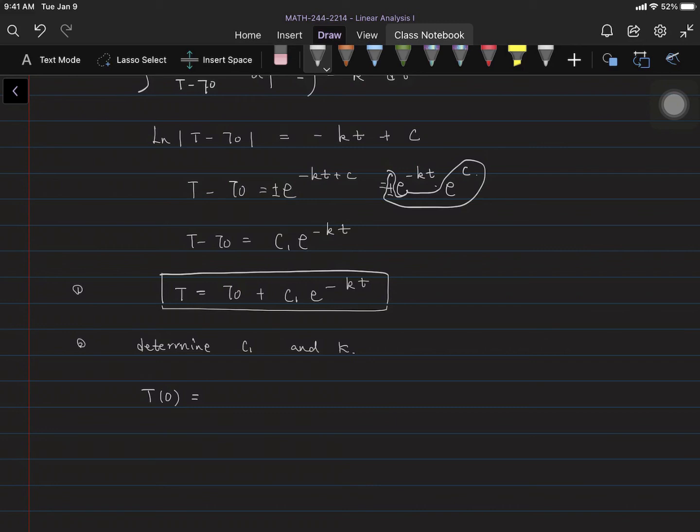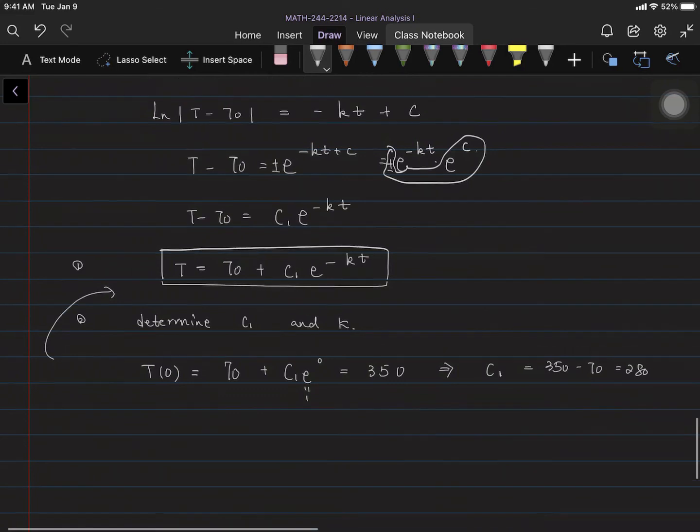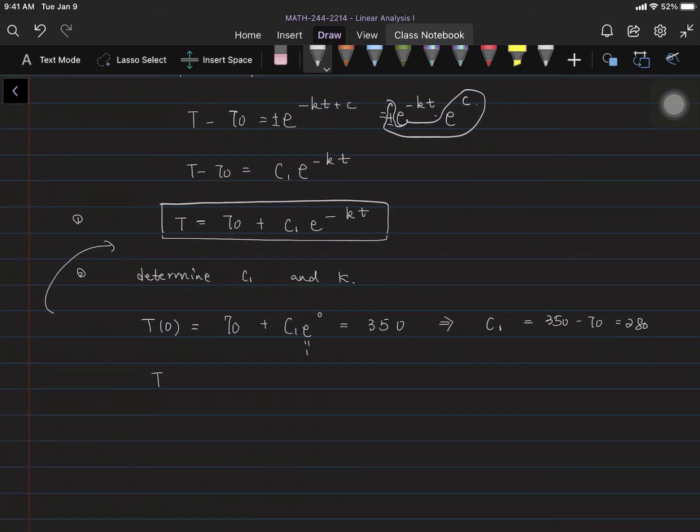So same thing here. T of 0 equals, plug into our T function, 70 plus c1 e to the 0, which is given as 350. From here, can we solve for c1? Actually, e to the 0 is 1. c1 is 350 minus 70, which is 280. Okay, c1 is 280. Now let's plug in. So the T function is 70 plus 280 e to the negative kt.